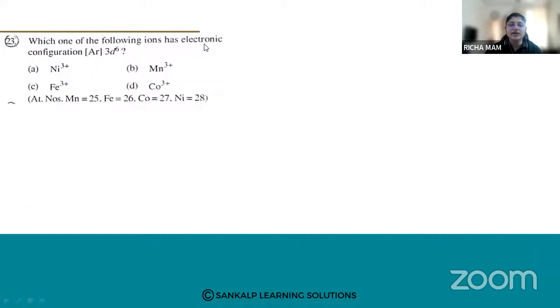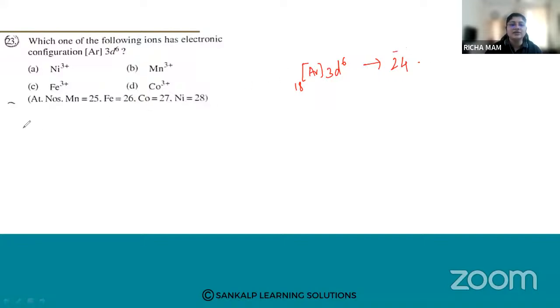Which one of the following ions has this electronic configuration? So your argon is 18. Argon is 18 and 3d6. Calculate 18 plus 6 electrons, 24. So which system? D, cobalt+3. Okay, let us see.